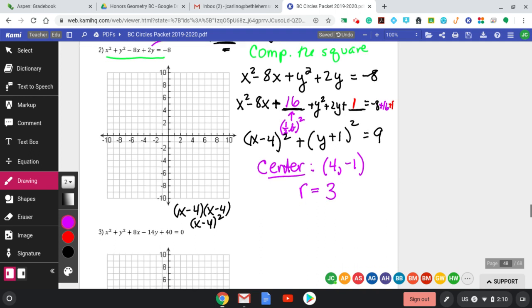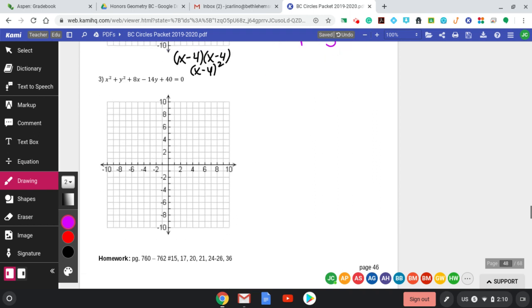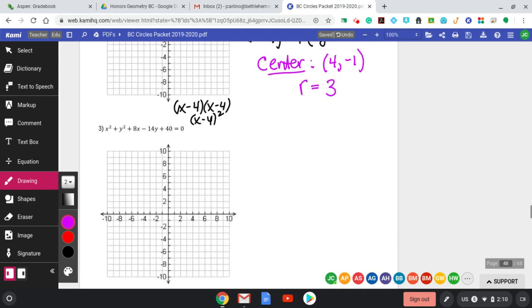All right, let's go. Last one here, kids. Buckle up. Okay, first thing I need to do, I need to group the x's and y's together and get the single number to the other side, which it is not in this case. So I'm going to take x squared, pair it with 8x, plus y squared, pair it with -14y, and move 40 over by subtracting it. Okay, so we're done there.